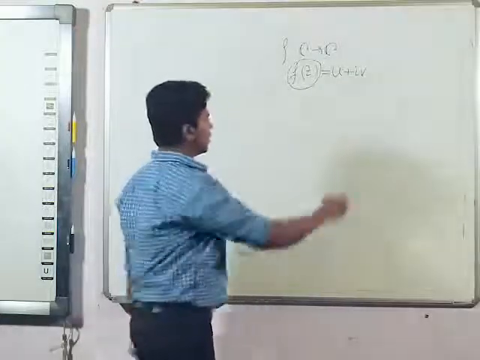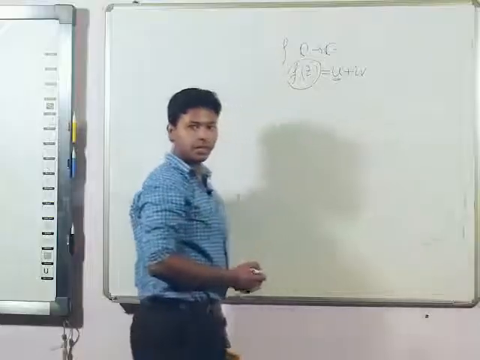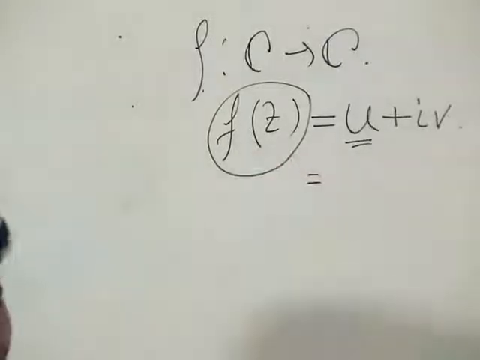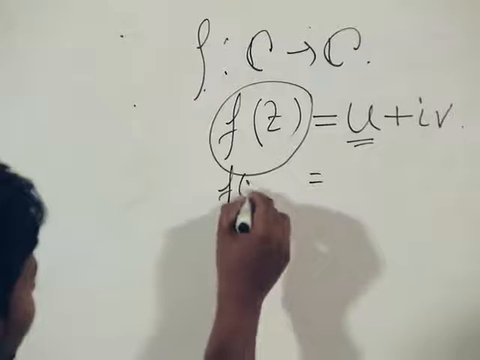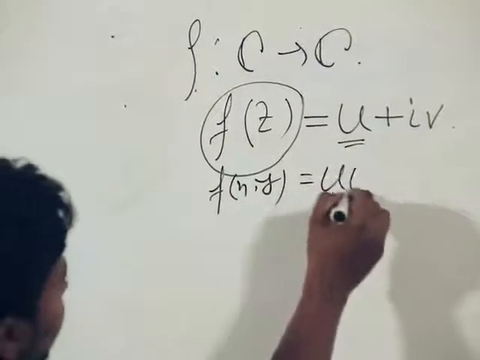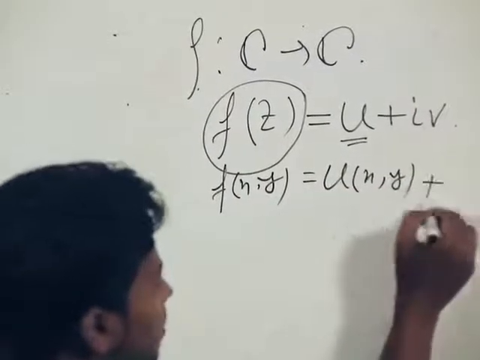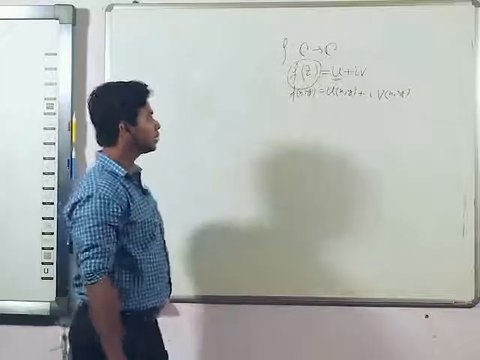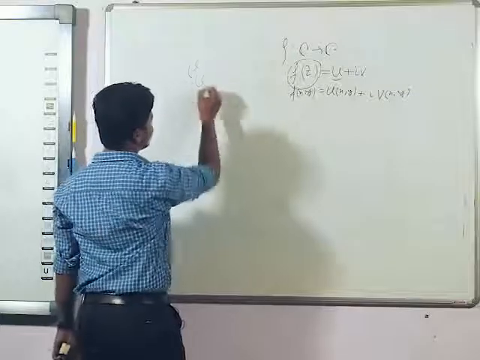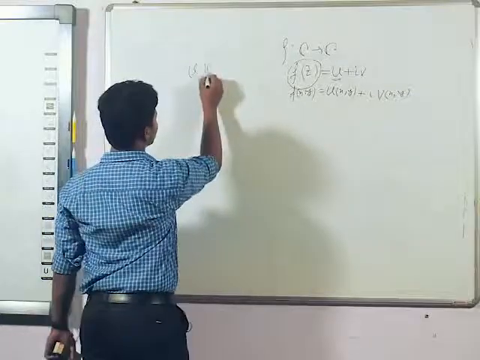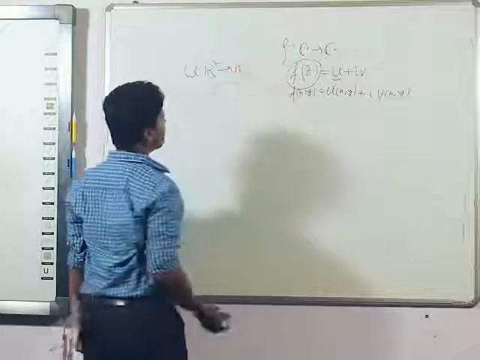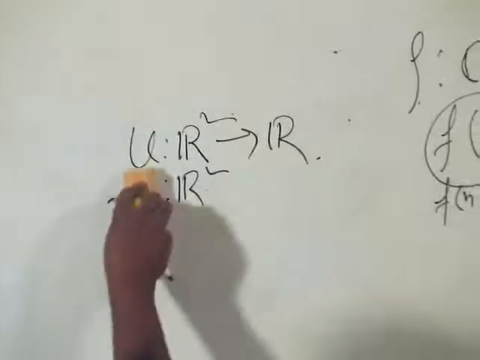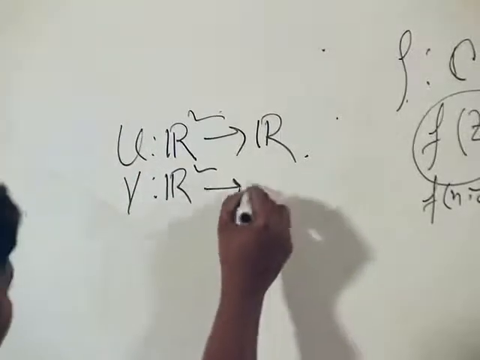Here u is a real valued function of two variables, because if we consider z to be (x, y), then f(x, y) equals u(x, y) plus i v(x, y). u(x, y) means that u is a real valued function from R2 to R, and the same for v, from R2 to R.